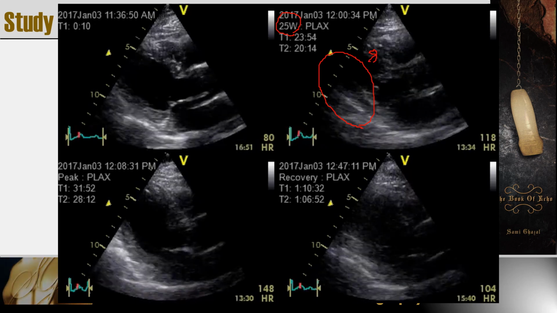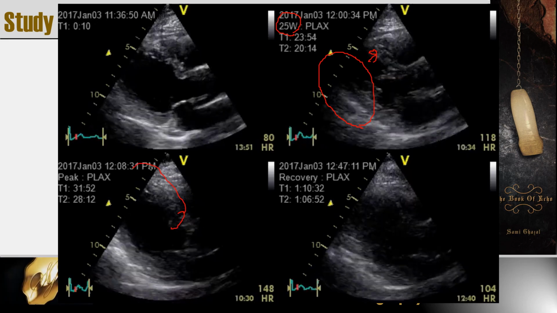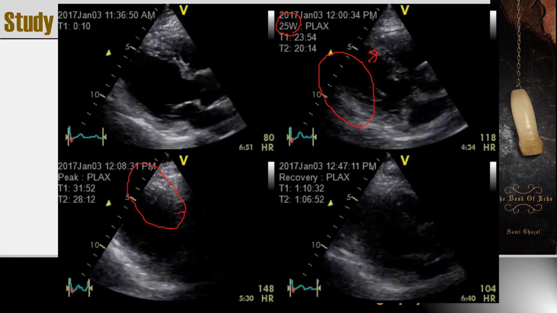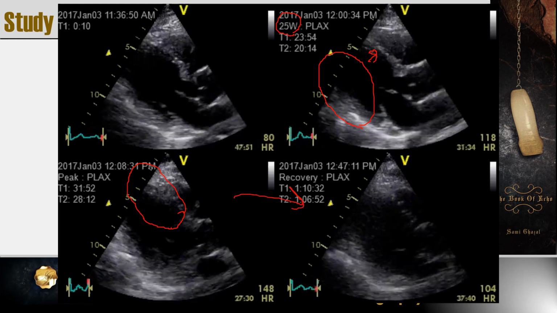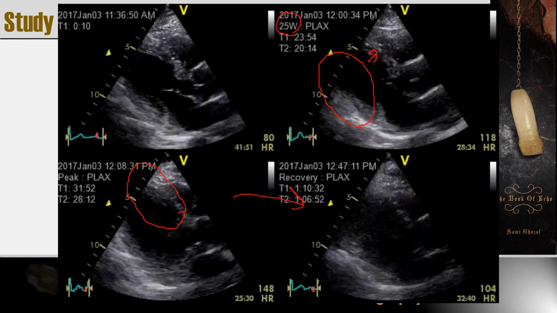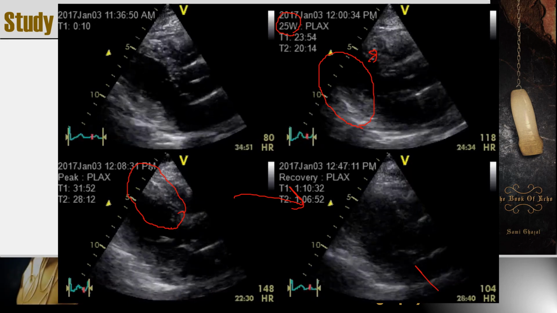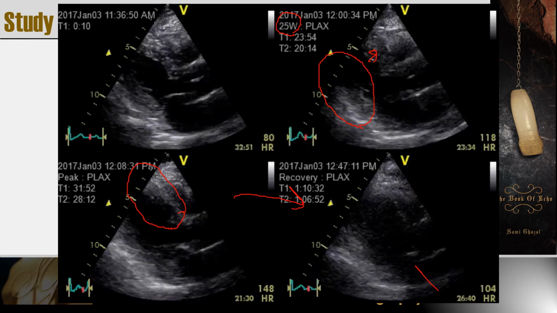Now we continue with that. Now the anteroseptal segments become akinetic, not moving as much, and that also continued into recovery. So we did not wait here. Maybe the patient had more symptoms and we had to end the study and shift the patient to the emergency room.